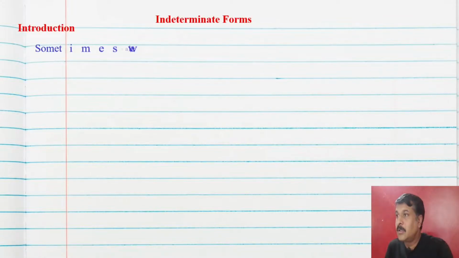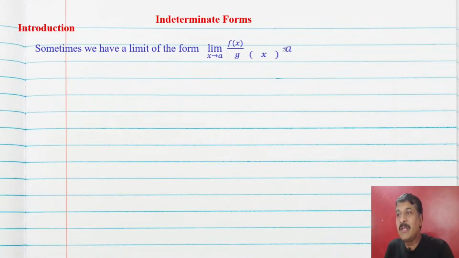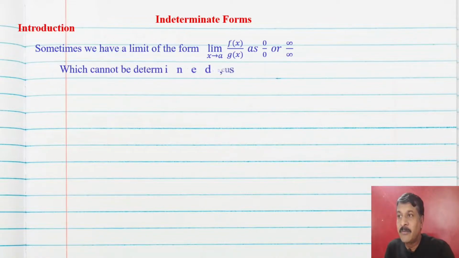Dear students, today we are going to start a new topic, that is the indeterminate form. Sometimes we have a limit of the form, limit x tends to a f of x upon g of x, as 0 by 0 or infinity by infinity, which cannot be determined. Such a limit is called indeterminate, meaning which cannot be determined.